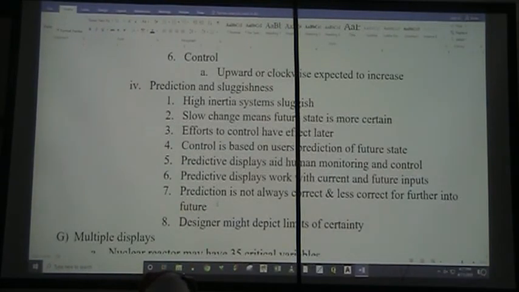When we're thinking in terms of control, an upward direction or clockwise is expected when we increase. And that is true whether we're looking at a digital display, or we're talking about the actual control. You expect to move a knob clockwise to increase something, or a slider that goes up to increase. All right.